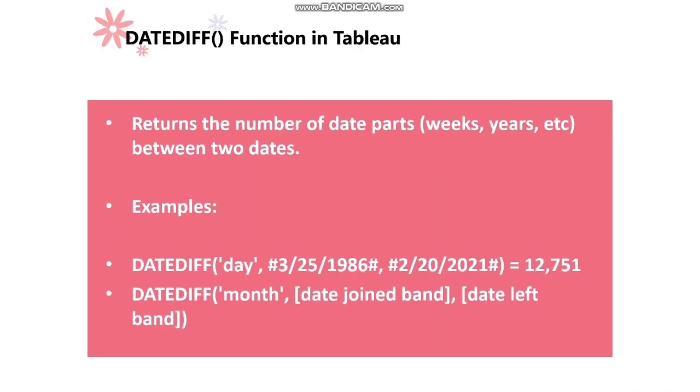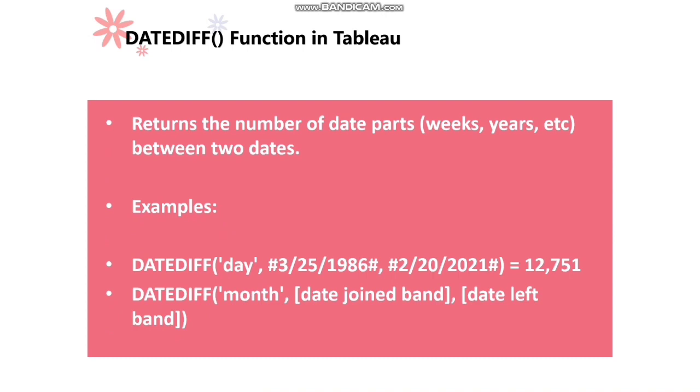Know more about date diff. Date diff returns the number of date parts between two dates. So be it months, weeks, days, years, date diff helps us to get the difference between the number of date parts between two dates. So we have the examples right below. As I said, we have an example with day part and we have another example with month part as well. So date diff of day, comma, date 1, comma, date 2 equal to value. So here we have this example with day part.